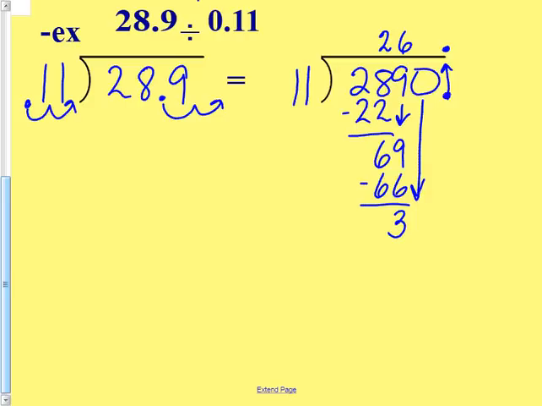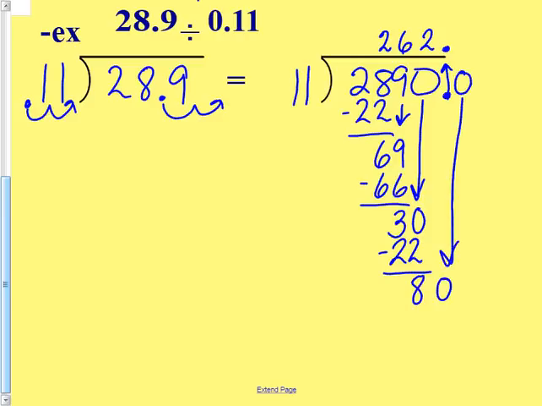Bring down the 0. 11 goes into 30 twice. 2 times 11 is 22. 30 minus 22 is 8. I will annex and bring down a 0. 11 goes into 80 7 times. 7 times 11 is 77. When I subtract, I'm going to get a 3. So I annex, bring down a 0.